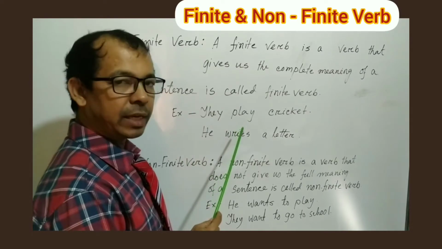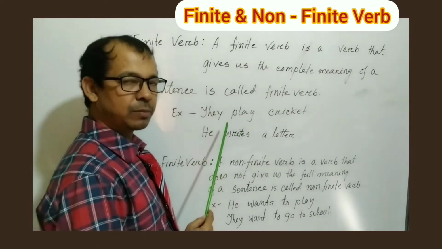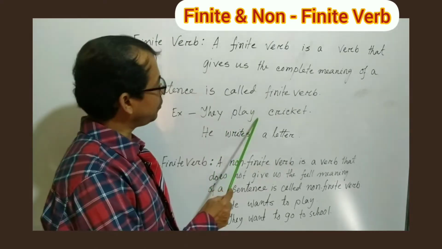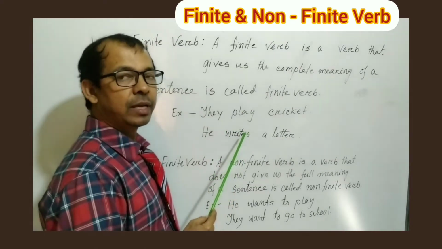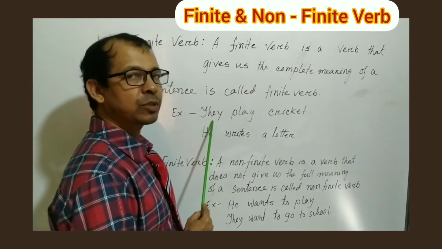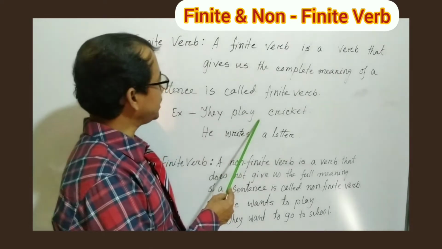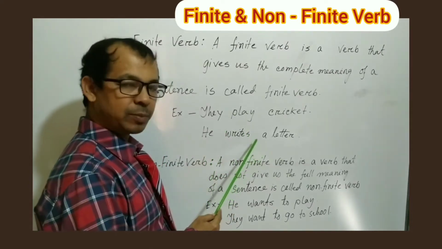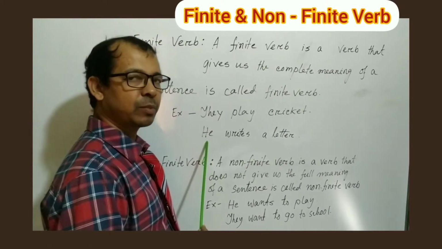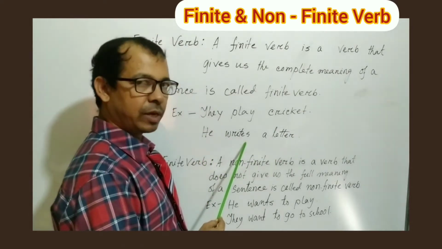One thing you have to remember, my dear student, is that according to the subject, mood and tense, the form of the verbs will be changed. Here the subject is they, third person plural. That's why there is no s or es in the present tense. But here, as the sentence is present indefinite tense and the subject is third person singular number, s is added with the verb. Okay?